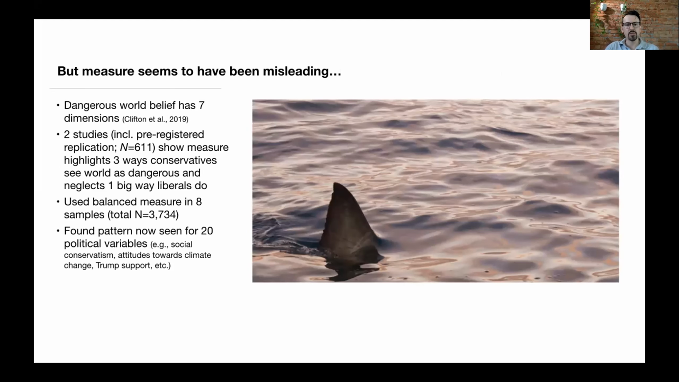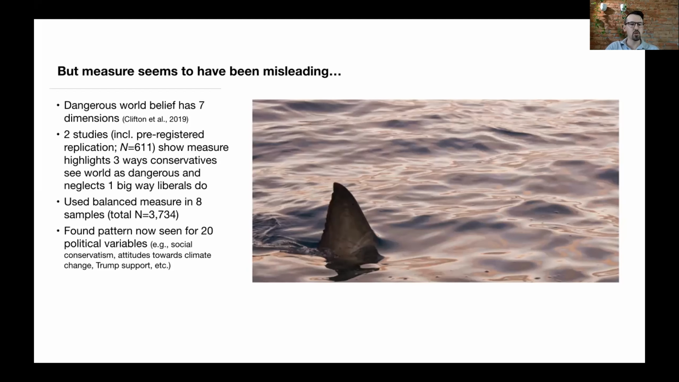So we just found out that dangerous world belief actually has 7 dimensions to it, and 2 studies, including a pre-registered replication, now show that the scale that we used to use highlights exactly the 3 ways that conservatives see the world as a dangerous place and neglects the one big way that liberals see the world as a dangerous place, which is that liberals tend to see the world as full of injustice.